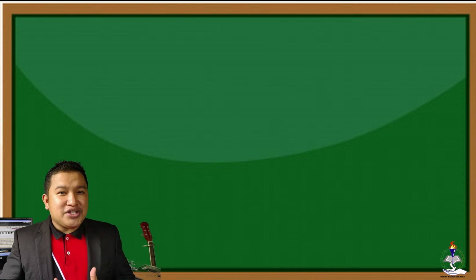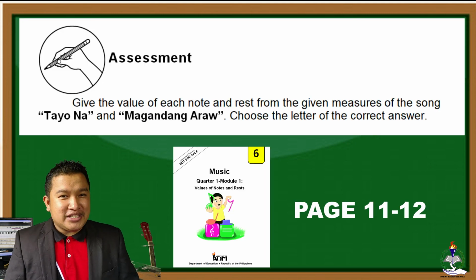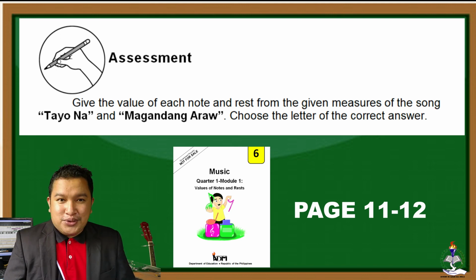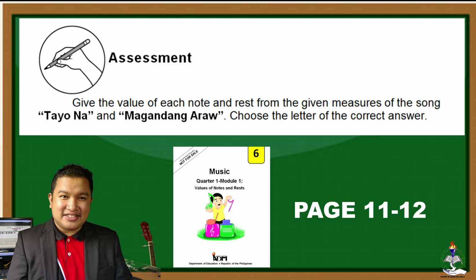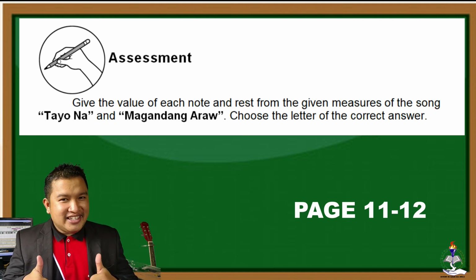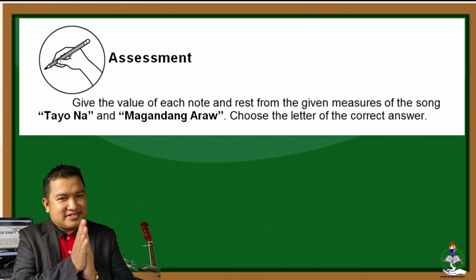Now, using what you have learned, let us answer the assessment. And the direction says, give the value of notes and rest from the given measures of the song Tayo Na and Magandang Araw. Just choose the letter of the correct answer. Do it in 5 minutes. Begin. Are you done? Very good. Another big round of applause for ourselves.